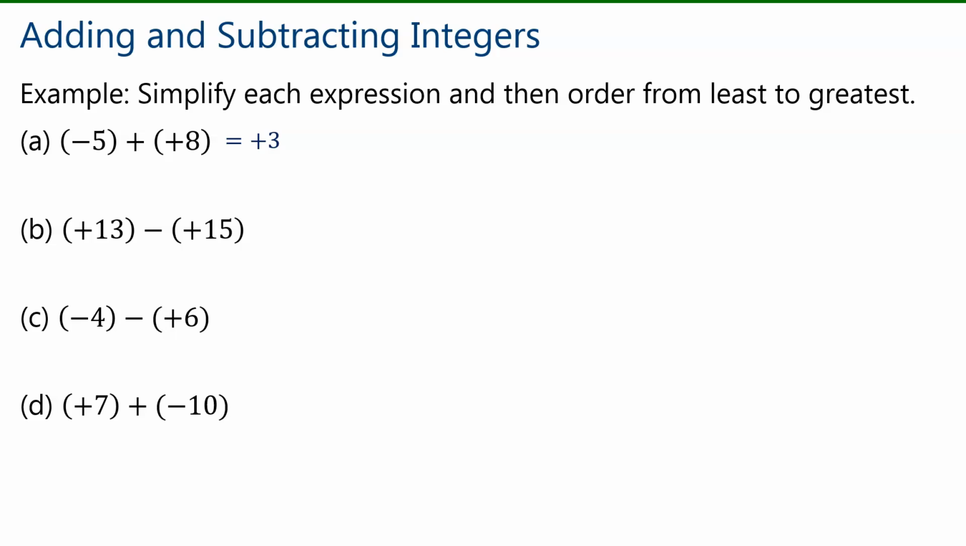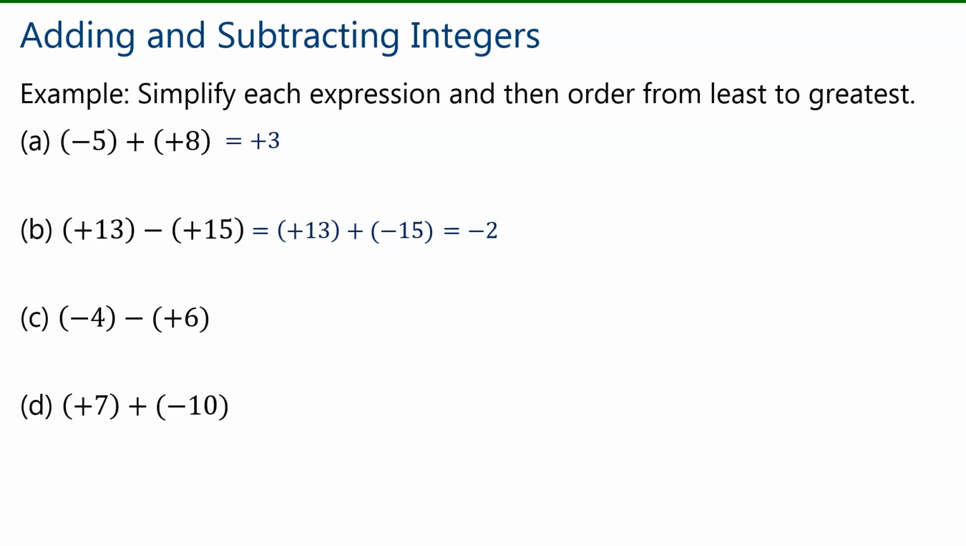Now for B, we're subtracting. So to do this, we add the opposite. So we write it like this. The first integer does not change. The subtraction becomes an addition, and the positive 15 becomes negative 15. So now this is just like A. We're adding a positive and negative. So let's subtract and make our answer negative 2.